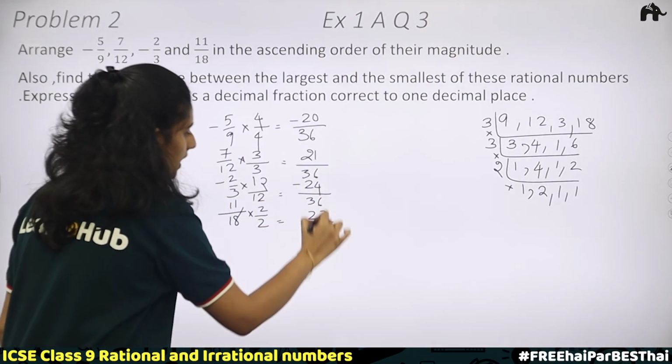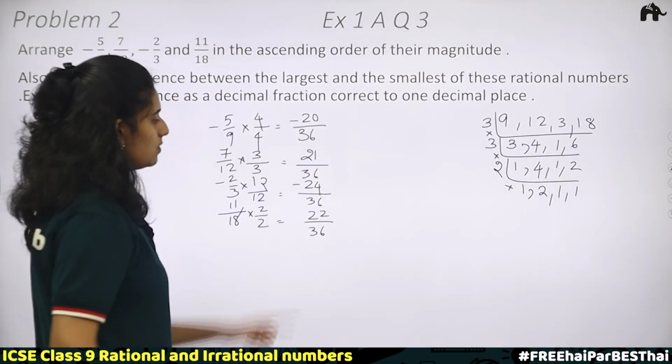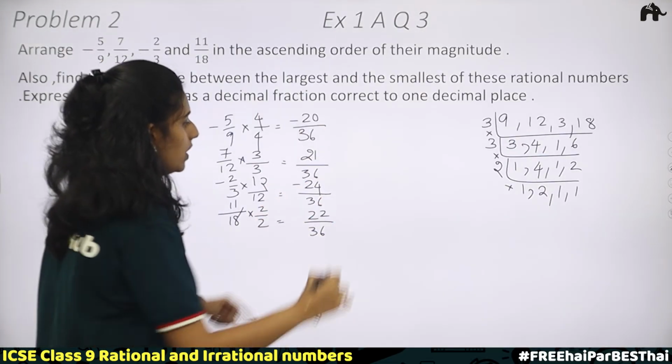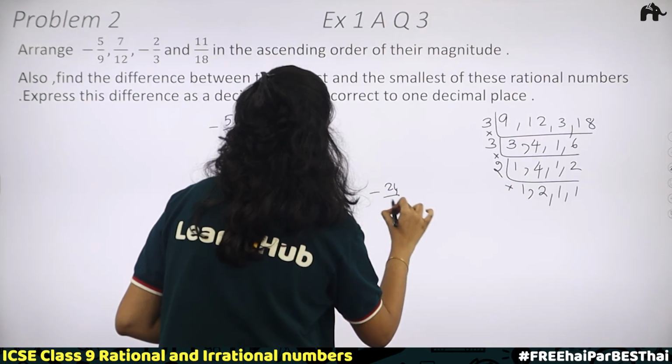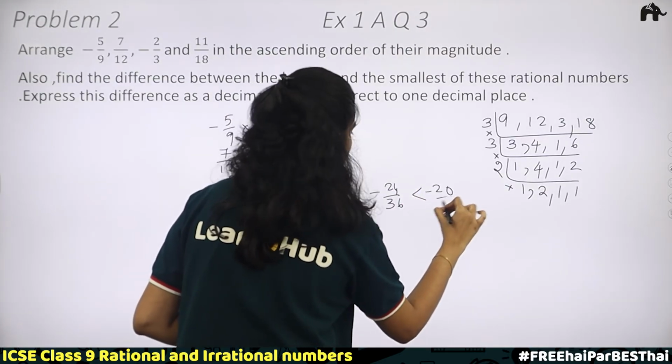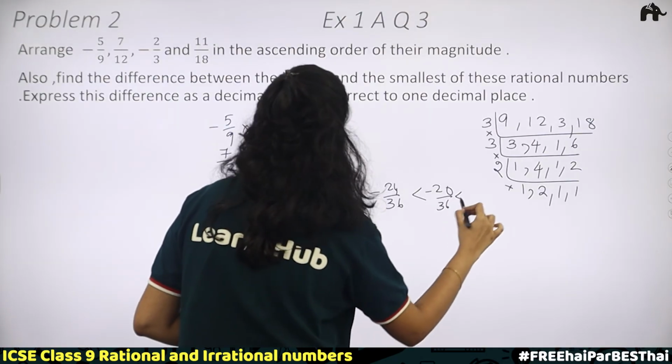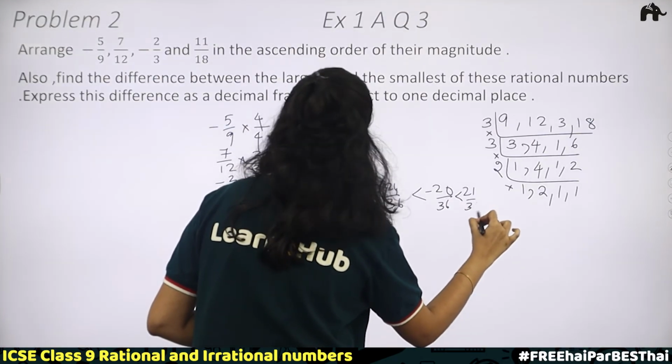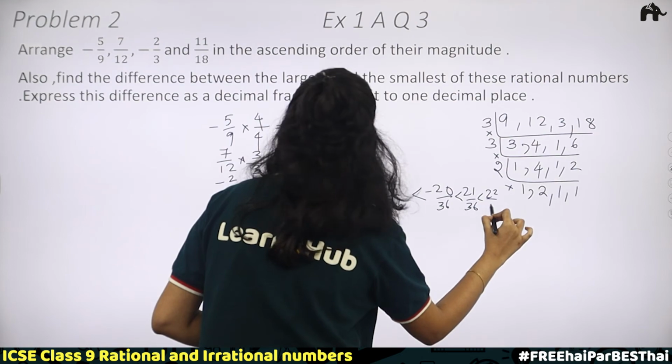Now the denominator is same. Compare the numerator, which is the smallest value. Minus 24 divided by 36 is less than minus 20 divided by 36, which is less than 21 by 36, which is less than 22 by 36.